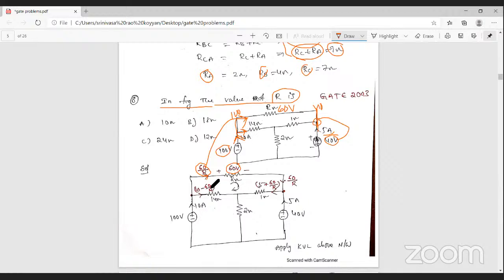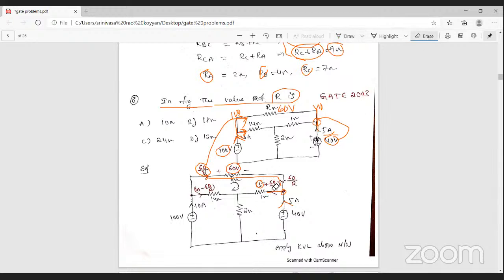Then what is the current here? 10 minus 60 by R. And similarly here also, a current of 5 amperes is given. So in this path, the current coming into this node is 60 by R, and 5 amperes is also entering this node, and then finally the current passes through this 1 ohm resistance. That is 5 amperes plus 60 by R. So what is the current passing through the 1 ohm resistance? That is 5 plus 60 by R.